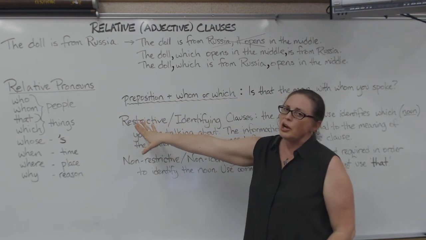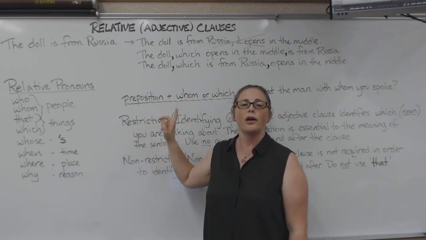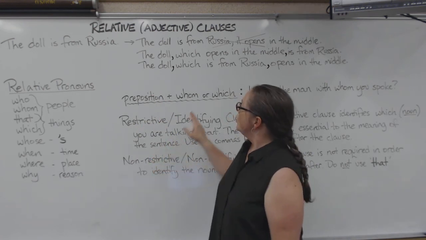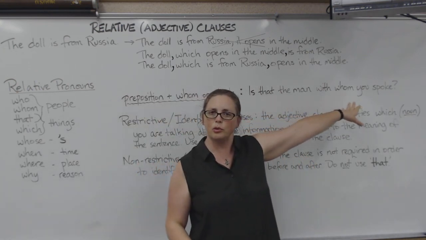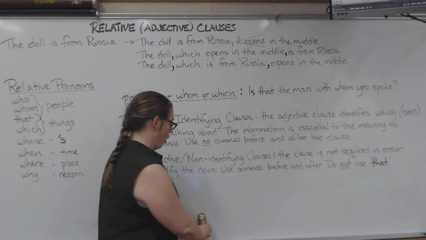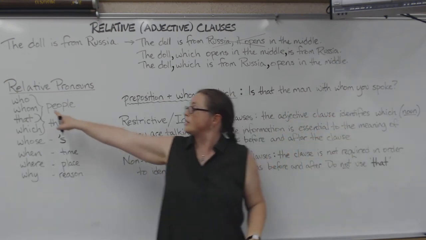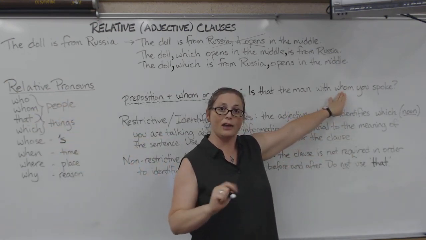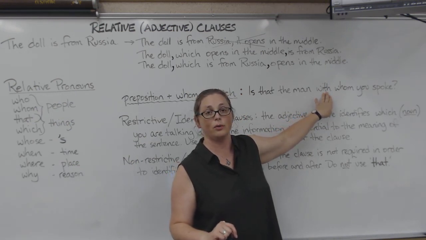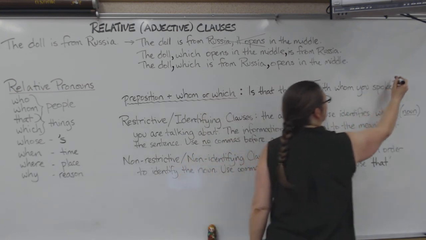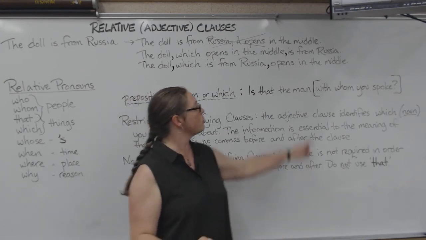There are some other things you need to know about relative pronouns. If you are using a preposition before the relative pronoun, you can only use whom or which. Let me show you what I'm talking about. Is that the man with whom you spoke? Where is the adjective clause? You should say, okay, you see this word whom, you know that's a relative pronoun. This adjective clause actually starts with the preposition instead of the relative pronoun. So here is the adjective clause: with whom you spoke. What is it describing? It's describing the man.